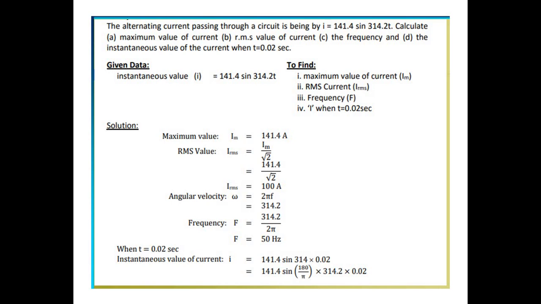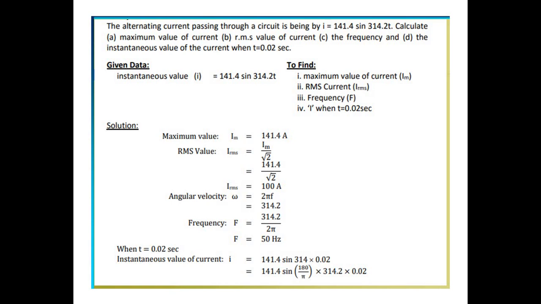Maximum value Im is equal to 141.4. RMS value IRMS is equal to Im divided by root 2, that is 141.4 divided by root 2, so IRMS is equal to 100 amps. Angular velocity omega is equal to 2 pi f, which is 314.2. Frequency f is equal to 314.2 divided by 2 pi, and frequency is equal to 50 Hz.